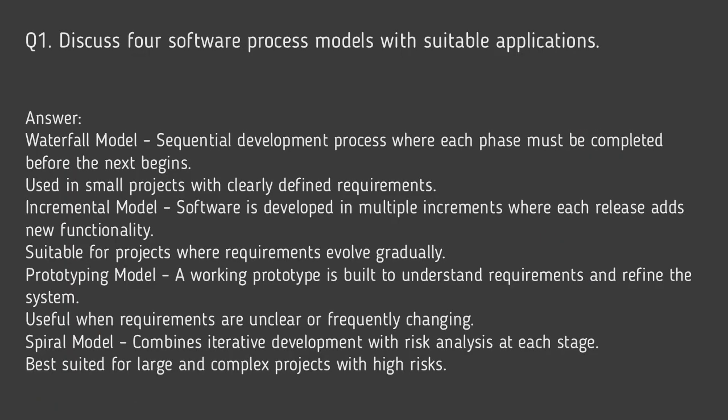Software process models define how software is developed. Common models include waterfall, incremental, prototyping, and spiral. Each model is suitable for different project requirements and complexity levels.